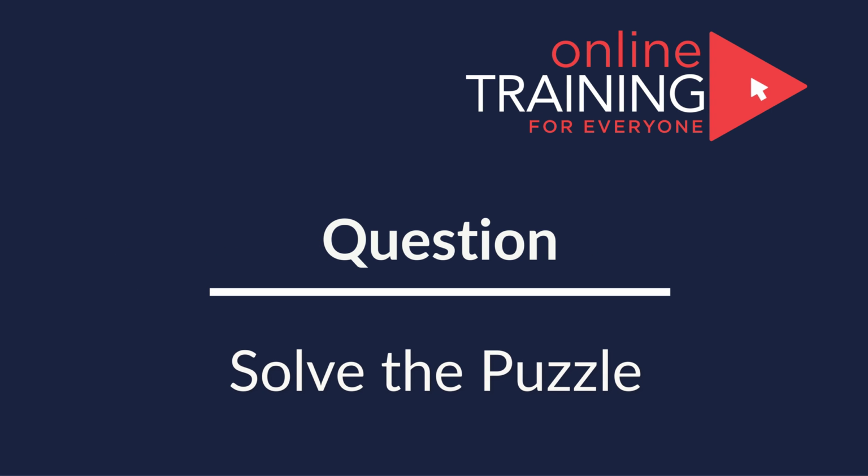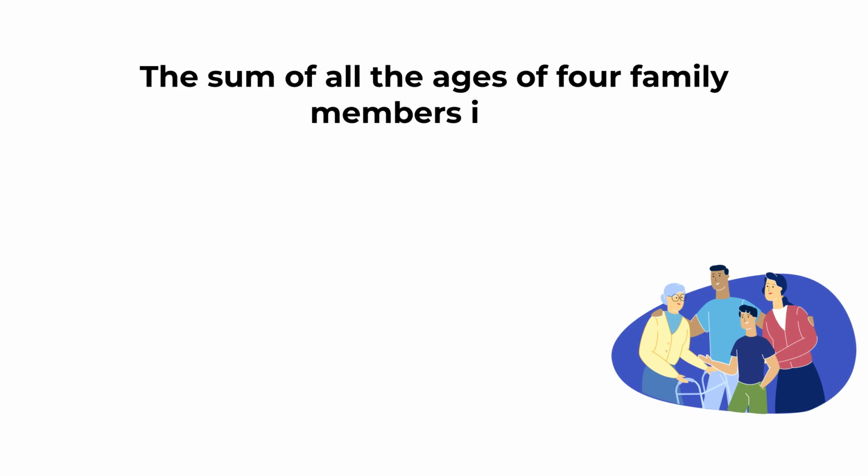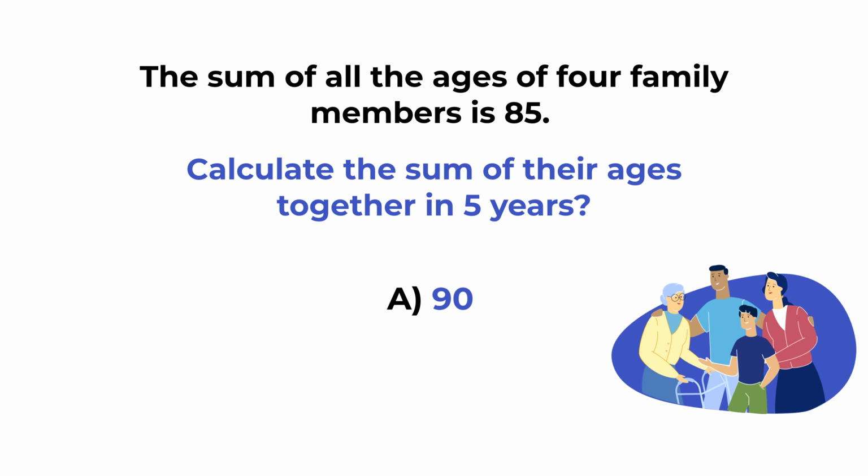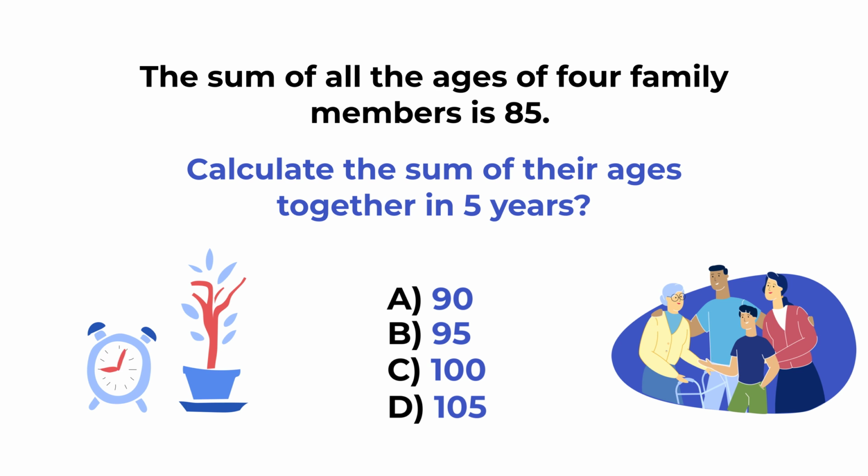Here's the puzzling question that you might frequently see on the test. The sum of all the ages of 4 family members is 85. What would be the sum of their ages together in 5 years? And you're presented with 4 different choices. Choice A, 90. Choice B, 95. Choice C, 100. And choice D, 105. Do you see the answer? Give yourself 20 to 30 seconds to see if you can come up with the solution.